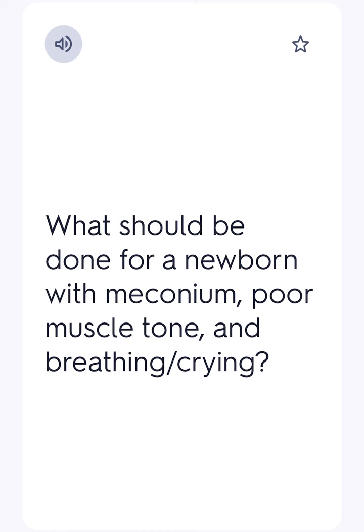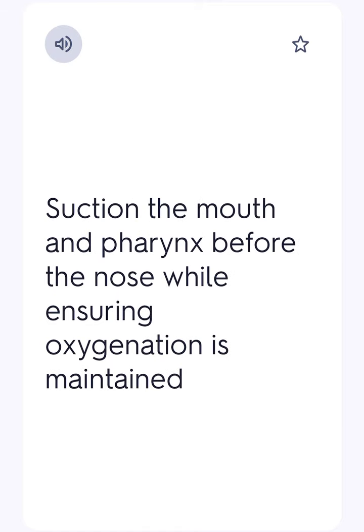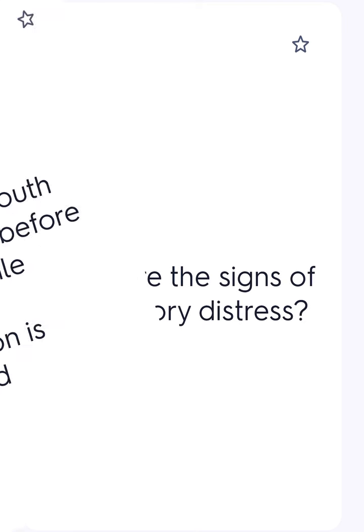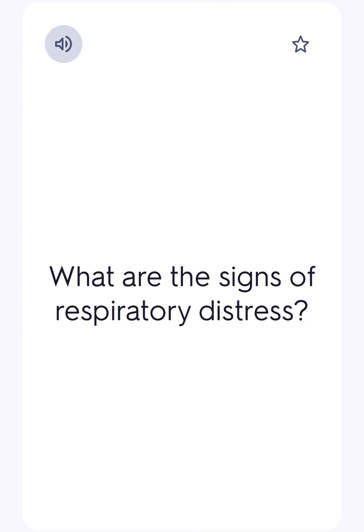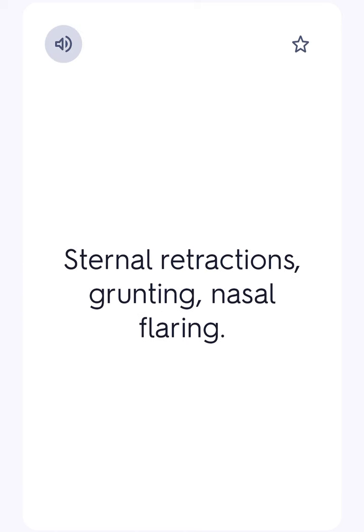What should be done for a newborn with meconium, poor muscle tone, and breathing/crying? Suction the mouth and pharynx before the nose while ensuring oxygenation is maintained. What are the signs of respiratory distress? Sternal retractions, grunting, nasal flaring.